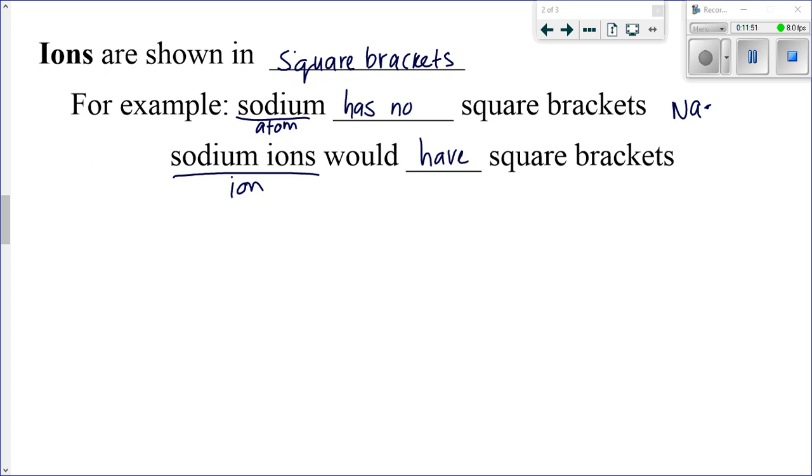Now, so sodium is going to lose that one electron. It's going to have an empty valence. It lost one electron to have a positive charge. Notice how that charge is on the outside of the square brackets.